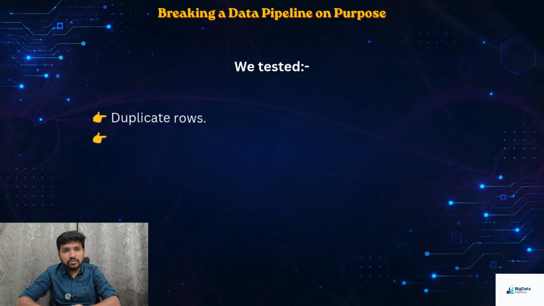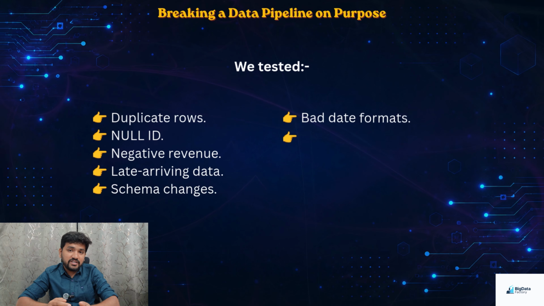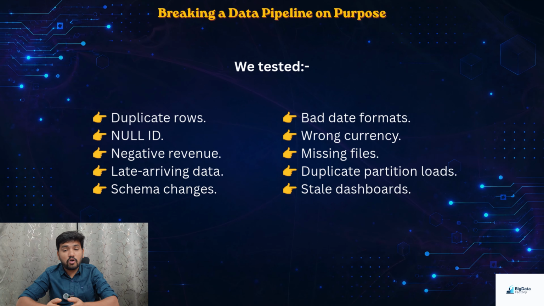So here is our final scorecard. We tested duplicate rows, null IDs, negative revenue, late arriving data, schema changes, bad date formats, wrong currency, missing files, duplicate partition loads, and stale dashboards. If your pipeline handles all 10, it is already much closer to production ready than most beginner projects. And if it fails some of those tests, that is not bad. That is the point. We want to find failures before business users find them.